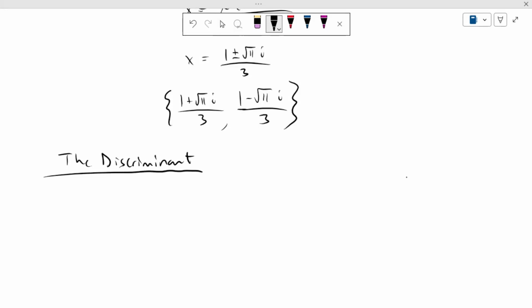Okay. The discriminant will tell you how many solutions you have to a quadratic equation. And it'll tell you the types of solutions, whether they're real or whether they're complex. So just quickly here, b squared minus 4ac, the part that's underneath the radical, right? That is called the discriminant.